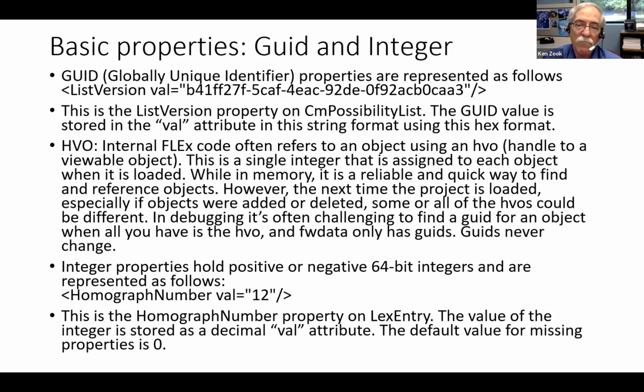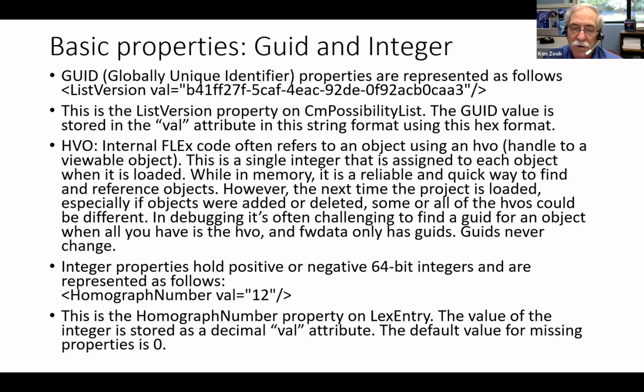Then we have a GUID property. It's a globally unique identifier, and it's stored in a val element or attribute, and it's in this format. It's all hex digits. This is the ListVersion property on CmPossibilityList. The GUID value is stored in the val. We also have HVOs that are internal to Flex.